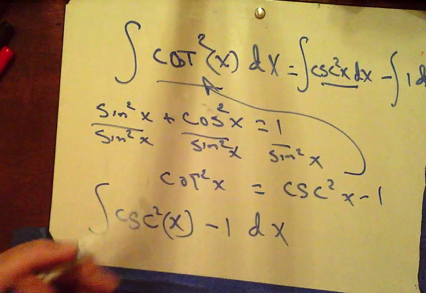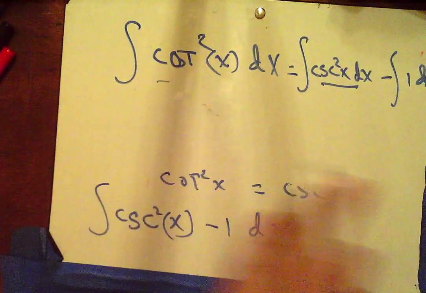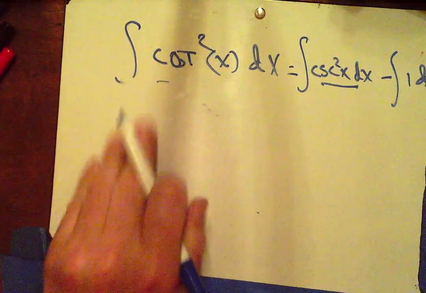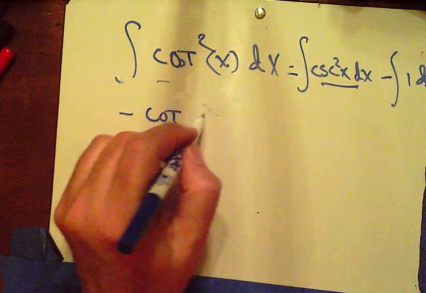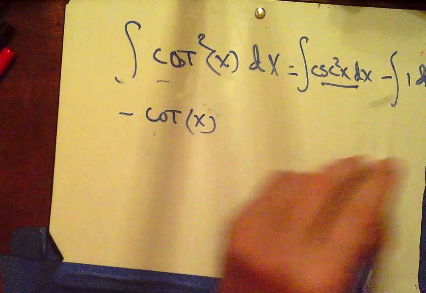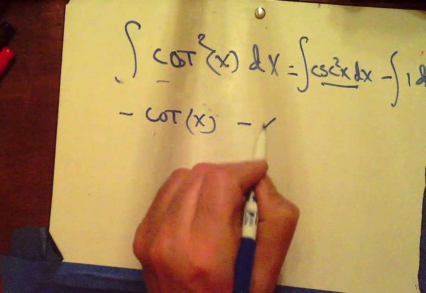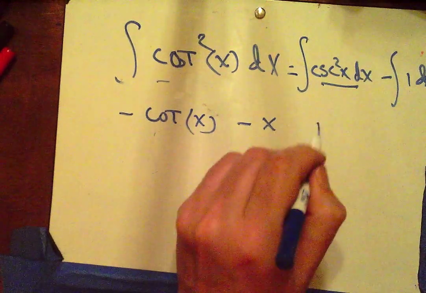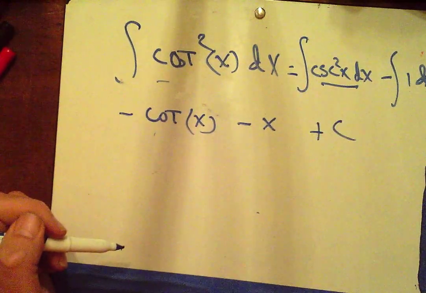Hey, look, that was our last problem. So what do we know about this? We know that that is going to be negative cotangent x, and here minus x. The antiderivative of 1 with respect to x is x. Don't forget the plus c.